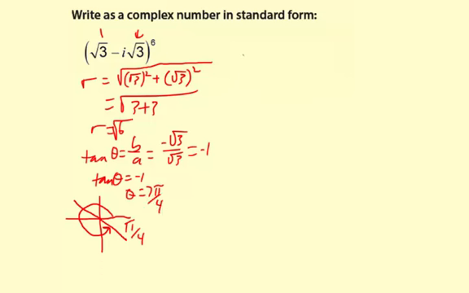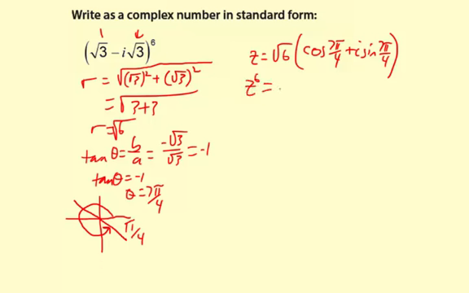Now we're ready to write this in trigonometric form. z equals square root of 6 times cosine of 7 pi over 4 plus i sine of 7 pi over 4. Okay, so now we need to raise it all to the 6th power. z to the 6th equals all this to the 6th.